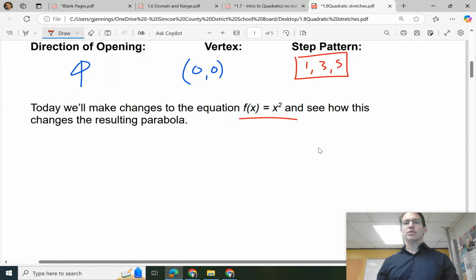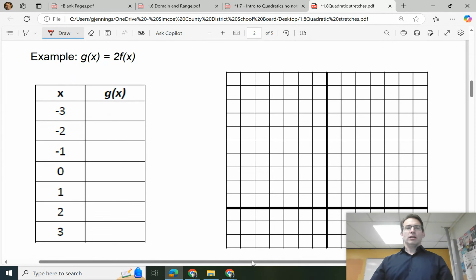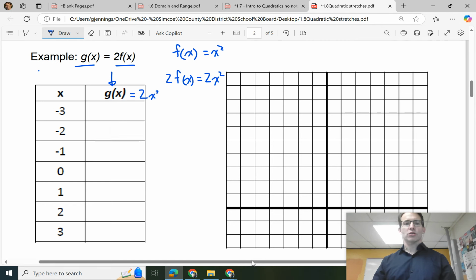Now today we're going to make changes to this equation and see how it changes the resulting parabola. Let's go. What's going to happen here when we've got g of x is equal to 2f of x? Okay, we're making a new function. f of x was x squared. If I do 2f of x, well, that would be equal to 2x squared. So I can simplify g of x as equal to 2x squared here. I have multiplied a function, and it's given me a new function with an a value of 2.